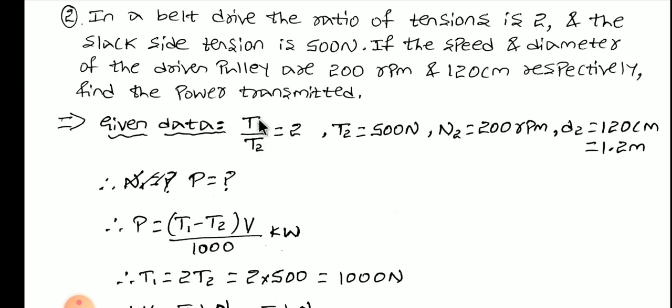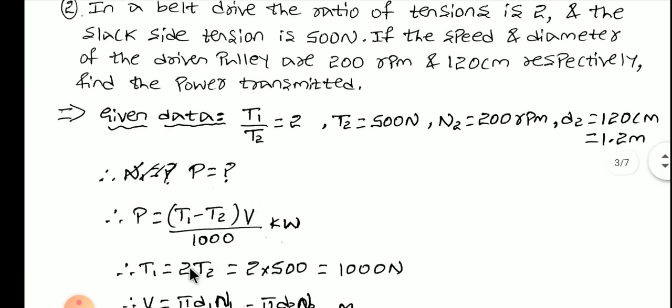From the ratio of the tension, T1 by T2 is given as 2. Take this T2 to the right hand side. It will be T1 is equal to 2 into T2. T2 is given in the statement. Substitute the T2 value, you will get T1.